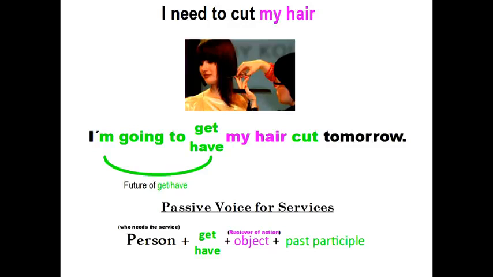So again, this is the future, and I'm using the future of get, or the future of have, and I'm saying I'm going to get, or I'm going to have, then the receiver, my hair, then the past participle, cut. So this is the future, but I'm still using my passive voice with get or with have. I'm going to get my hair cut tomorrow, or I'm going to have my hair cut tomorrow.